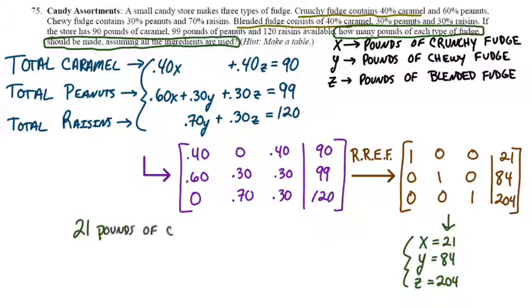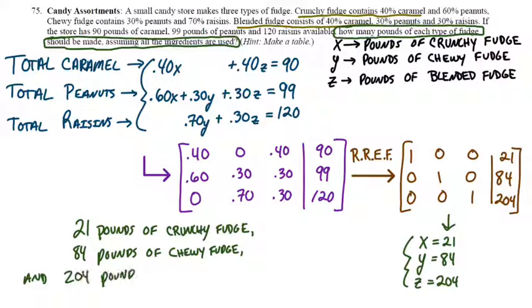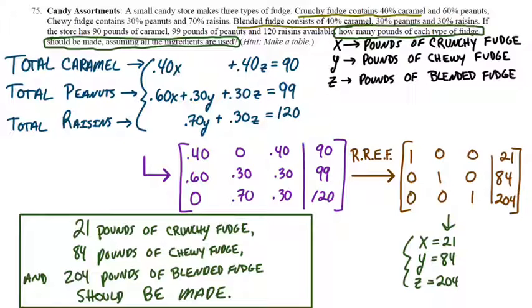And we know what they should represent. So for starters, we know that they should make 21 pounds of the crunchy fudge. That's what X represented. 84 pounds of the chewy fudge, which is what Y represented, and 204 pounds of the blended fudge, which is what Z represented. There you have it. There's our answer in context. Wow. RREF matrices make solving these systems of equations so much easier, and then we can answer it in context.